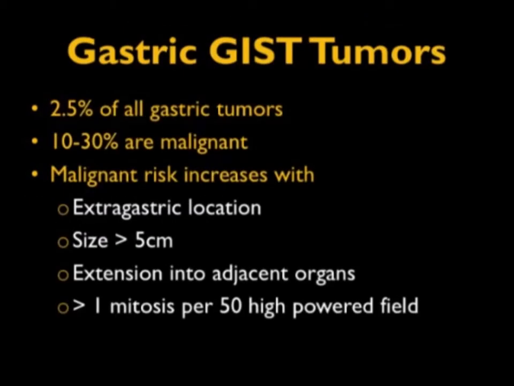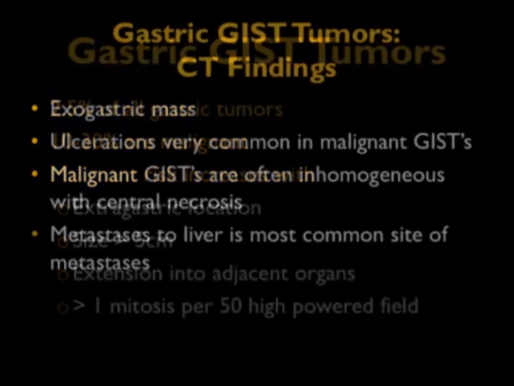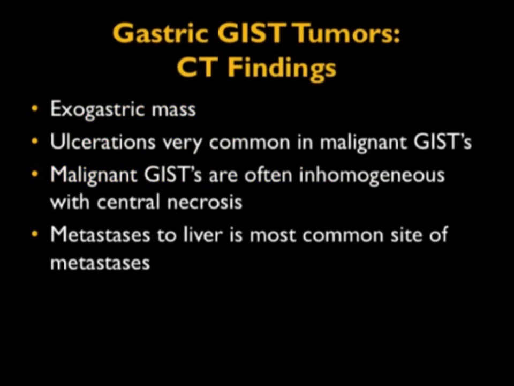When you look at some numbers, it makes up about 2.5% of all gastric tumors, and up to about 1/3 are malignant. The malignant risk increases with an exogastric location, size over 5 centimeters, extension to adjacent organs, or with mitoses greater than 1 per 50 high-powered fields.